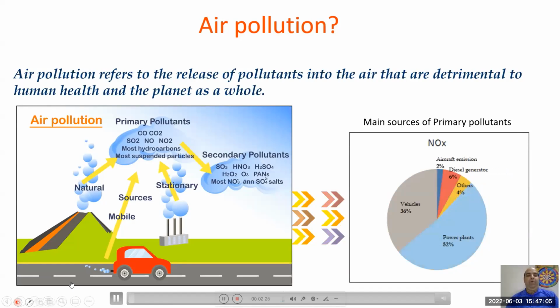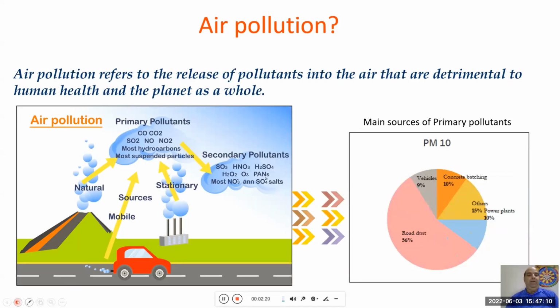are the primary pollutants, including carbon monoxide, carbon dioxide, sulfur dioxide, NO2, and other hydrocarbons. And most importantly, these suspended particles, we can say particulate matter, or in short PM2.5 and PM10, where 2.5 and 10 are the size in microns. These also give rise to secondary pollutants.